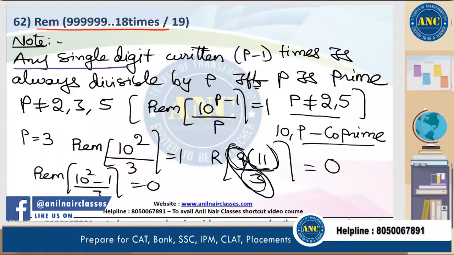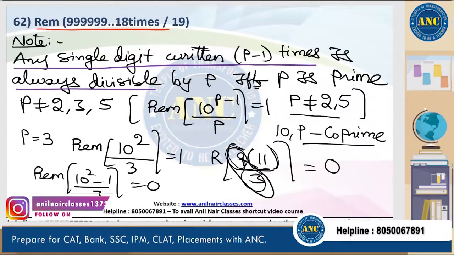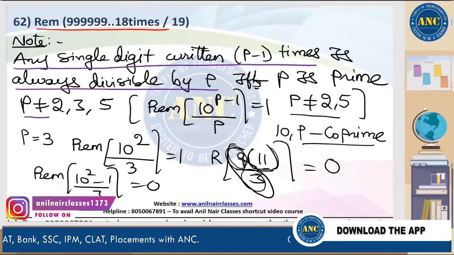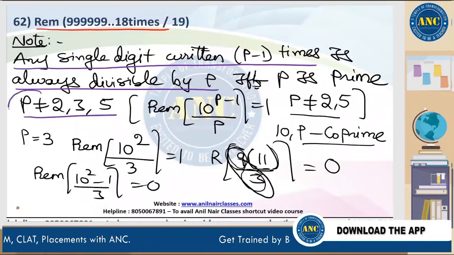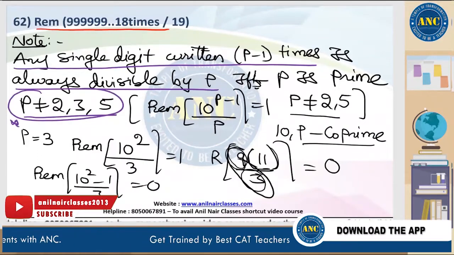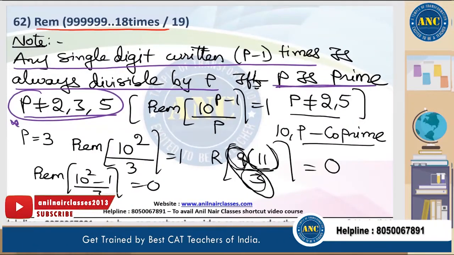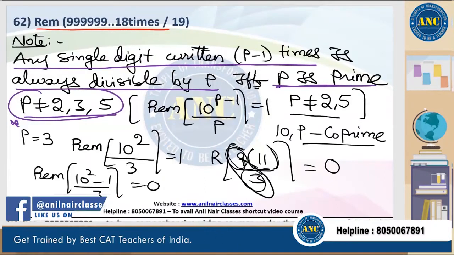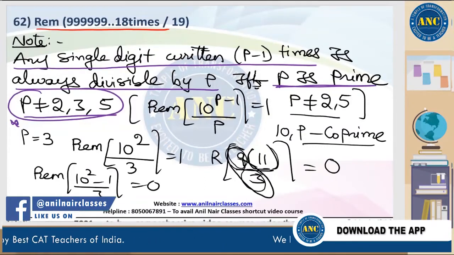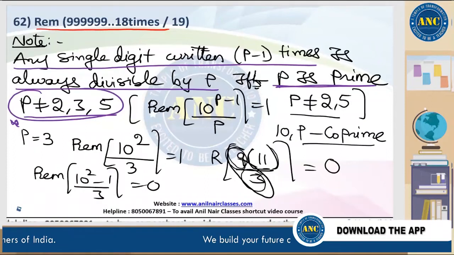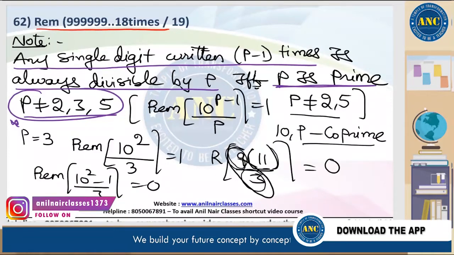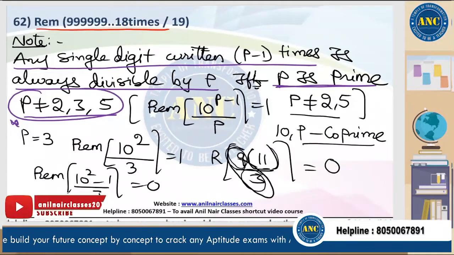Any single digit written p minus 1 times is always divisible by p if p is not equivalent to 2, 3 and 5. Please remember, this is only valid if p is a prime number.